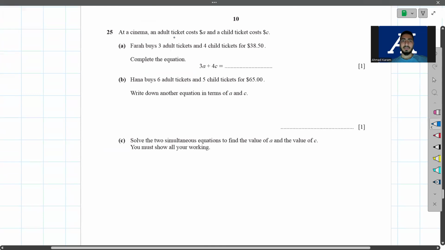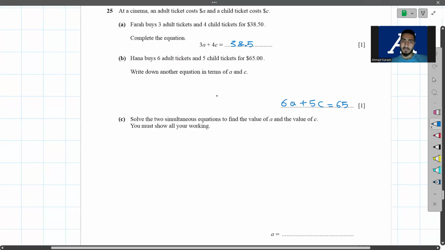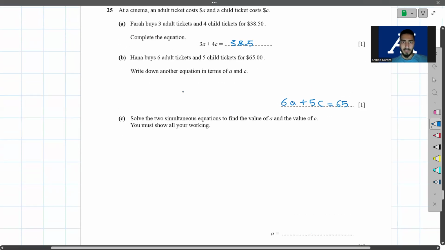At a cinema, an adult ticket is $A and child is $C. So 3 adult, 4 child is this. So it's 3A plus 4C is 38.5. And 6 adult, 5 child. So I can write it as 6A plus 5C equals $65. And here we are using simultaneous equations to solve to get the value of A and C.